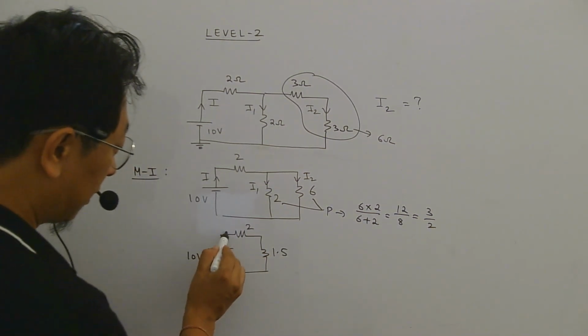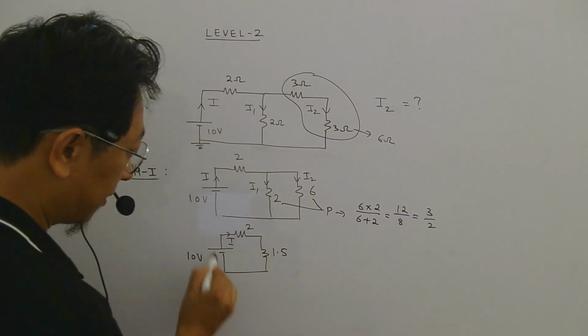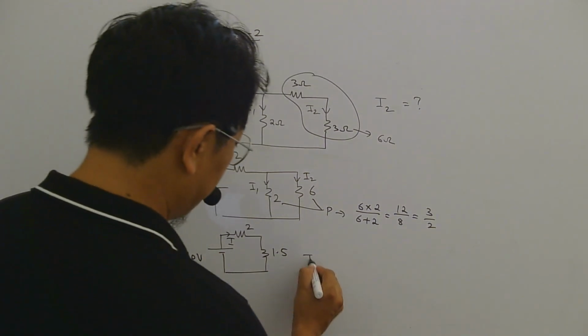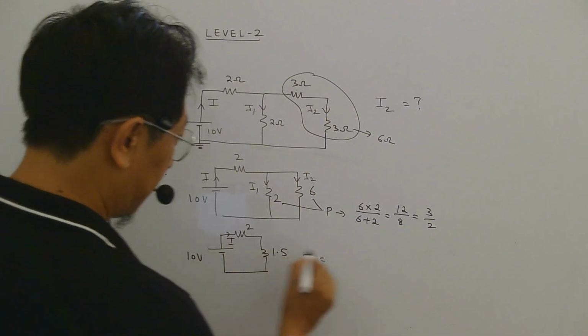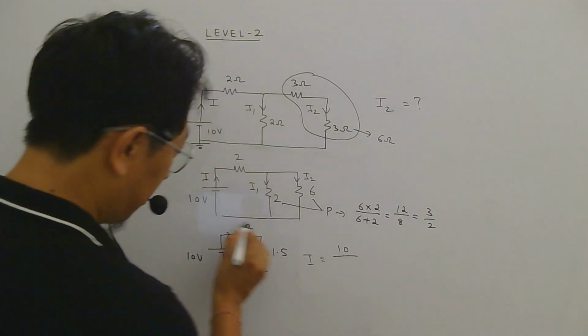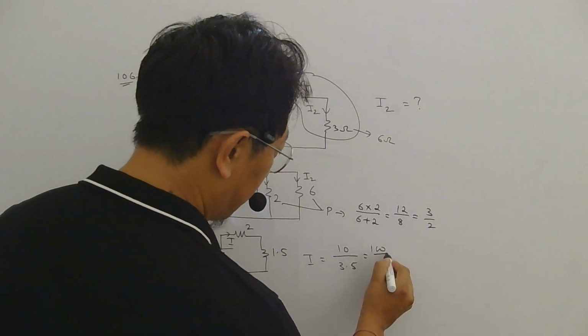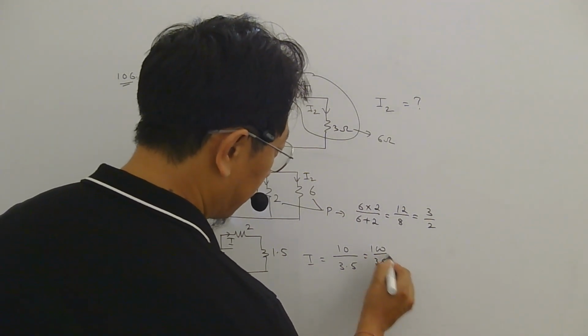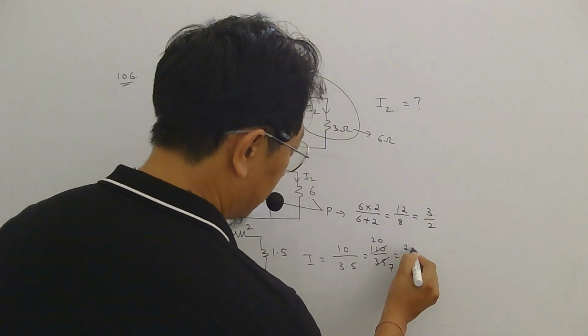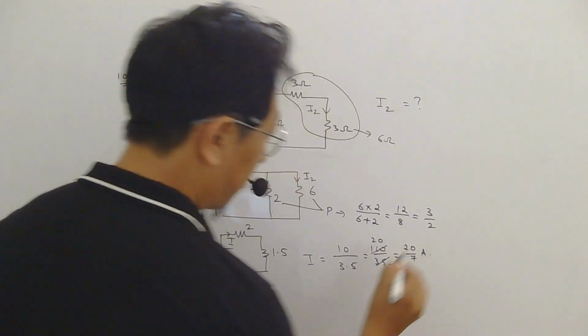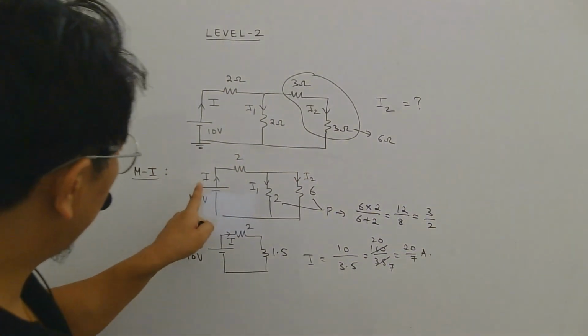So now the current starting from the battery, the main current, will be equal to EMF 10 volt divided by total resistance 3.5, which is 100 by 35, 5 7s are 35, 5 2s are 10, so 20 by 7 amperes. So that is the main current.